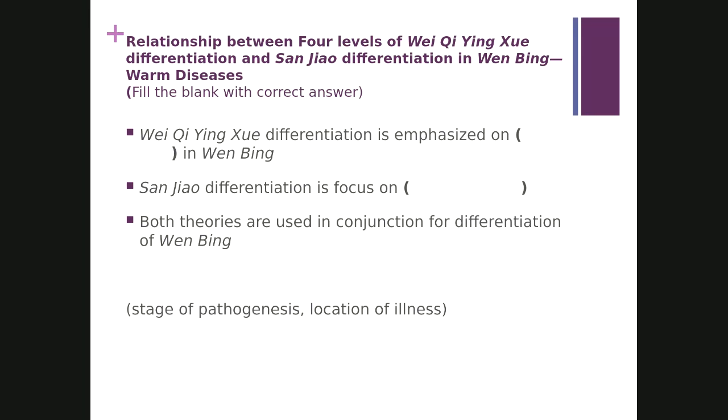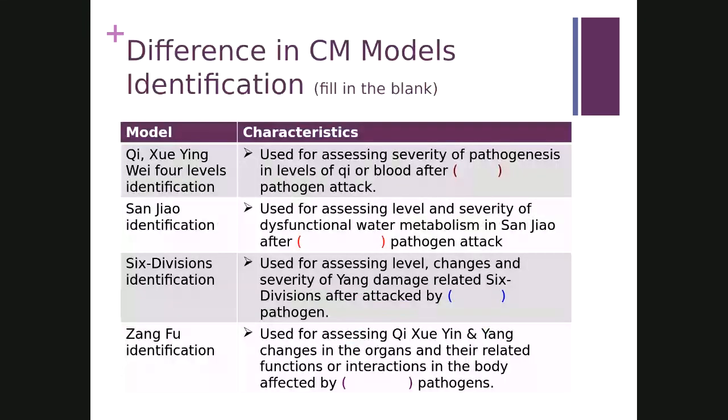And this is a very simple exercise, answers here. You just need to choose the correct one and put it in the bracket. And same for this one, I'll leave for self-study. This tries to compare the different models of theories we have learned so far: four level, Sanjiao differential diagnosis, six division, and Zangfu differential diagnosis. Zangfu differential diagnosis is the latest one to be completed.